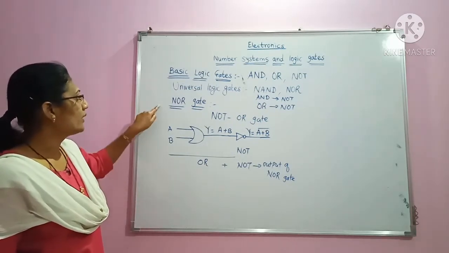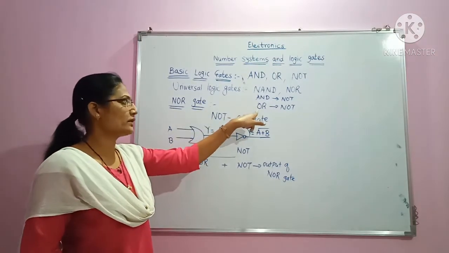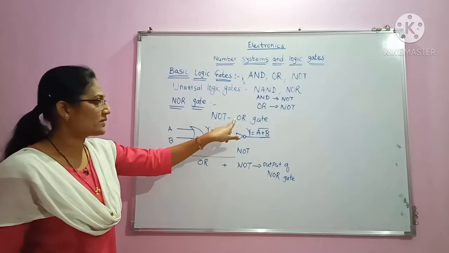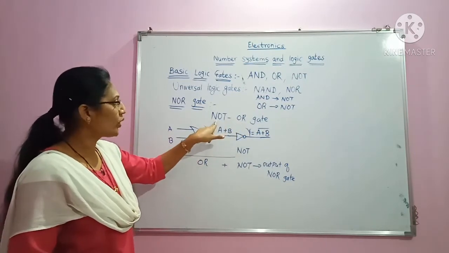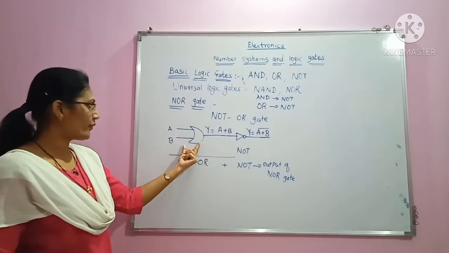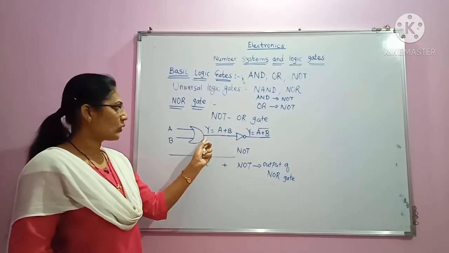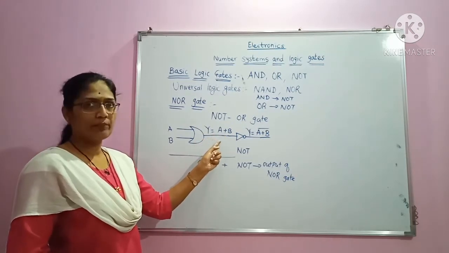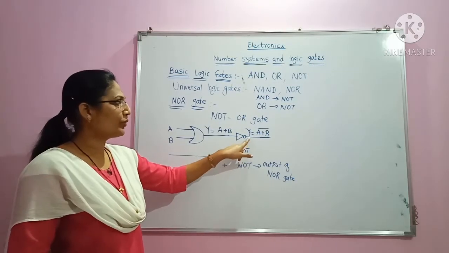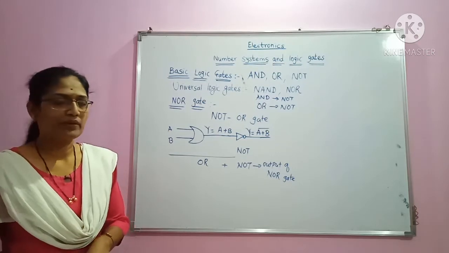So here we have seen what is NOR gate. NOR gate is nothing but an OR gate followed by a NOT gate. It is also called a NOT OR gate. Here I have represented the OR gate, and its output is given by y is equal to A plus B. I have added a NOT gate and it is going to give me y is equal to A plus B complement, or complement of A plus B.